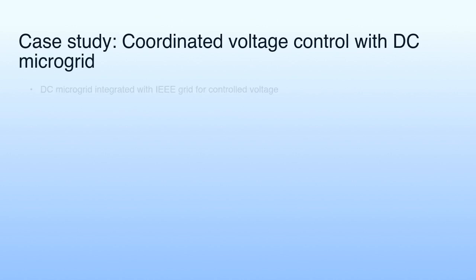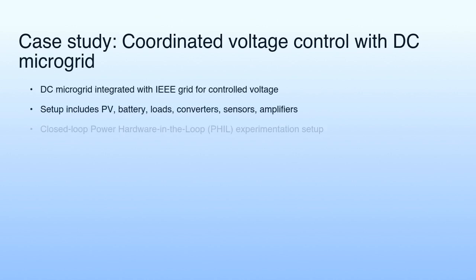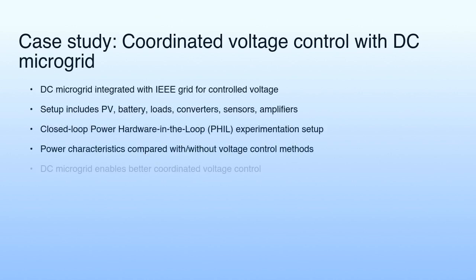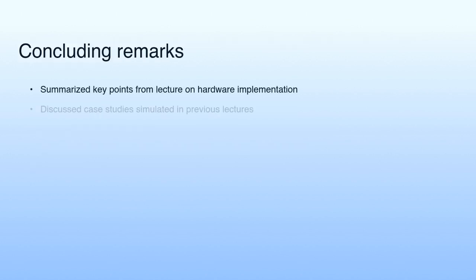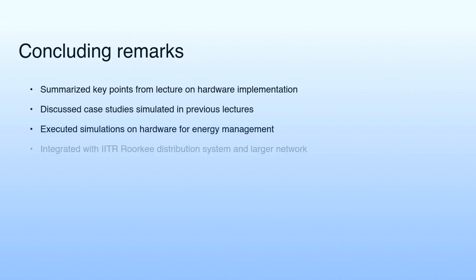A case study on coordinated voltage control with a DC microgrid integrated into the IEEE grid is presented. The setup includes PV, battery, loads, converters, sensors, and amplifiers with a closed-loop power hardware-in-loop (PHIL) experimentation setup. Power characteristics are compared with and without voltage control methods. The concluding remarks summarize the key points from the lecture on hardware implementation.